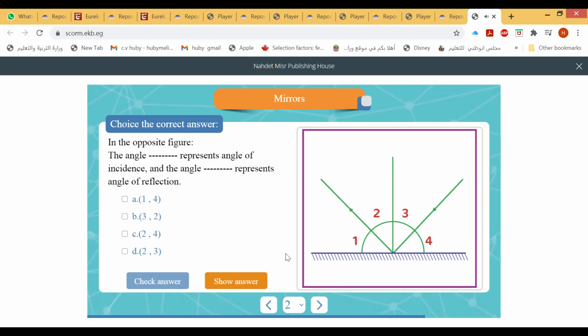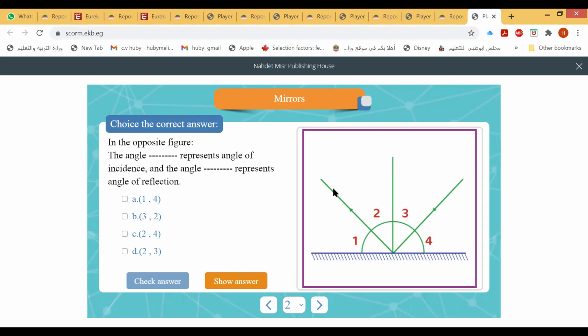Next. From the opposite figure, which angle represents the angle of incidence and which one represents the angle of reflection? What is the angle of incidence? Let me think. Where is the incident ray? This is the incident ray. How did I know? From the direction. This is the first observation: the direction of the arrow. So three or four is the angle of incidence, between the normal and the incident ray. So three is the angle of incidence.